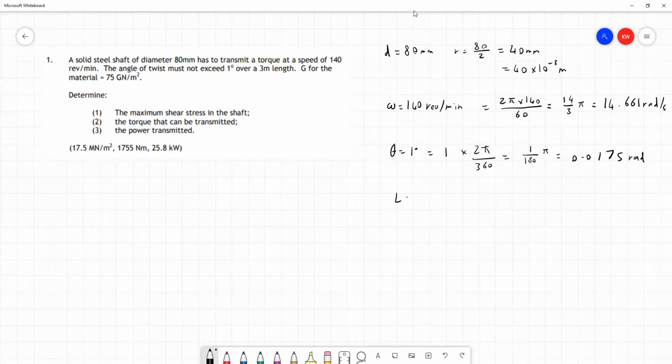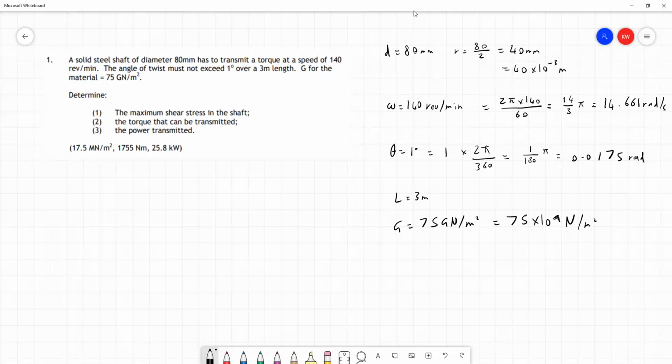We're also told the length of 3 meters, and pleasantly, we don't need to do anything with that. Meters are the units of length that we wish to work in, and we're given the value for G, the modulus of rigidity, which is 75 giganewtons per meter squared. That's the same thing as 75 times 10 to the 9 newtons per meter squared, because 1 giganewton is 1 billion newtons. I think giga means that you put 9 zeros after it, and we have 9 zeros after 1 is 1 billion, so 75 billion newtons per meter squared, or 75 times 10 to the 9 newtons per meter squared.